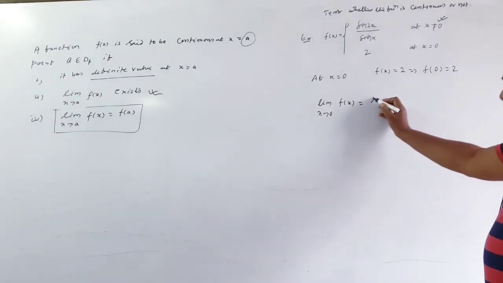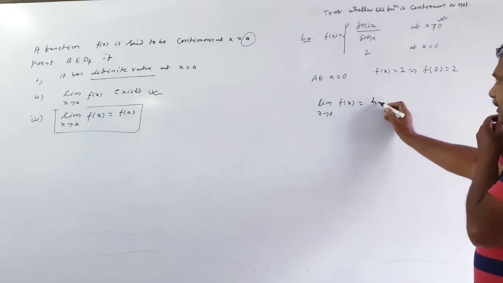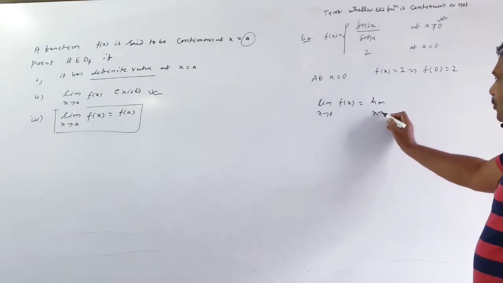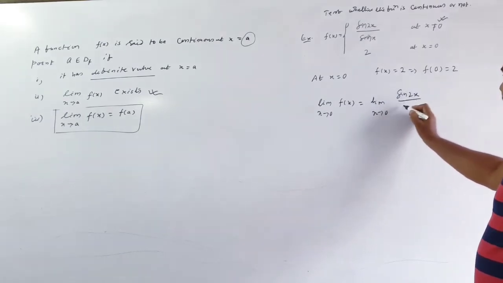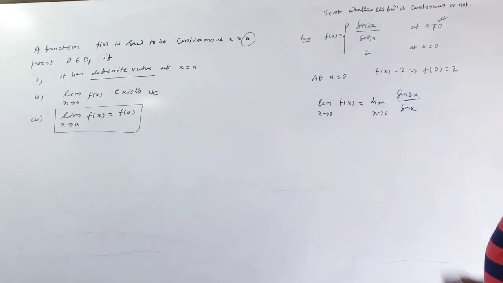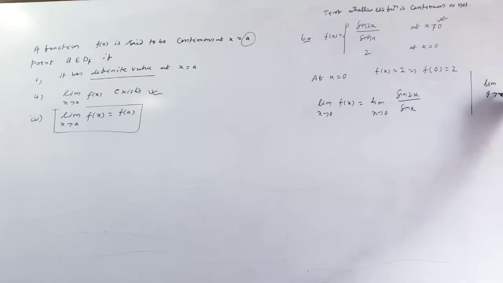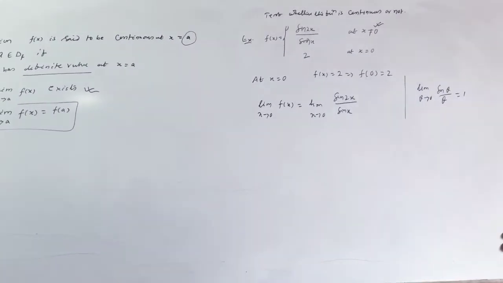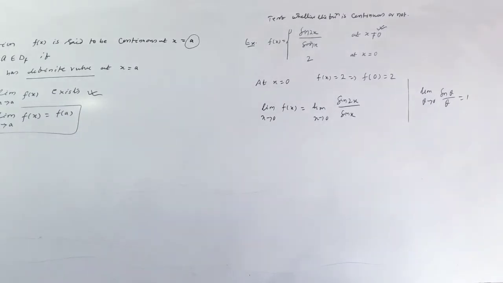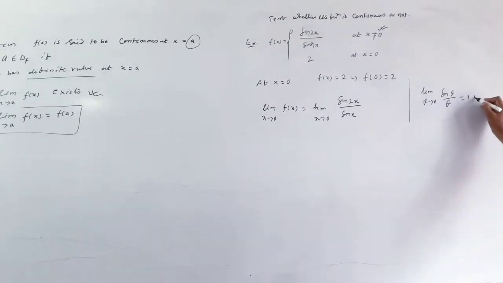So limit x tends to 0. What is the f of x? Now sin 2x by sin x is given. Now convert to standard form. We know that limit theta tends to 0 of sin theta by theta equal to 1. Last class we discussed this limit. Then convert to standard form.